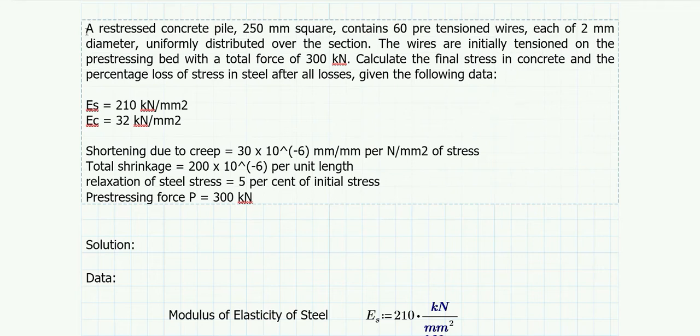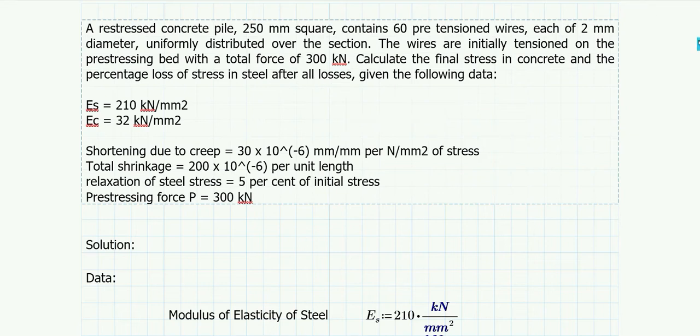So we have considered one problem. The problem statement is like this. A prestressed concrete pile of 250 mm square contains 60 pre-tensioned wires, each of 2 mm diameter, uniformly distributed over the section. The wires are initially tensioned on the prestressing bed with a total force of 300 kN. Calculate the final stresses in concrete and the percentage loss of stress in steel after all losses.